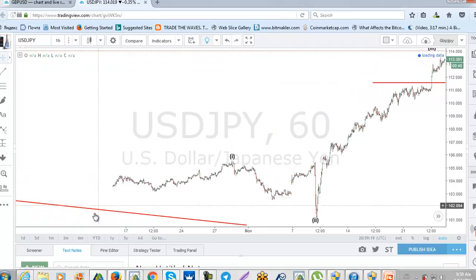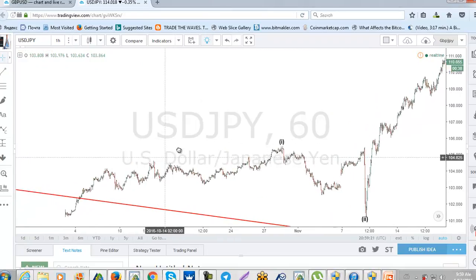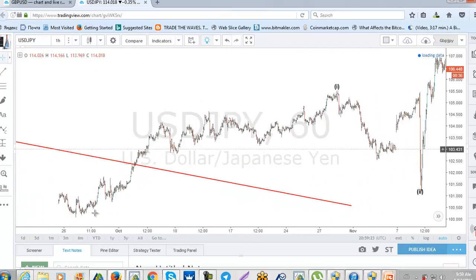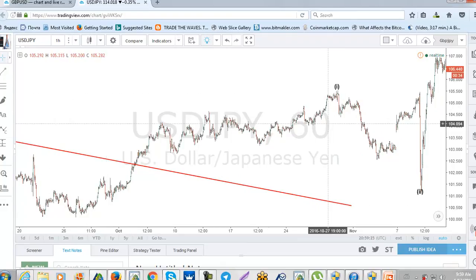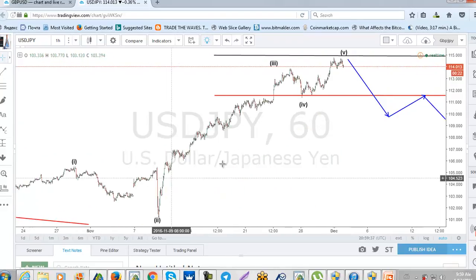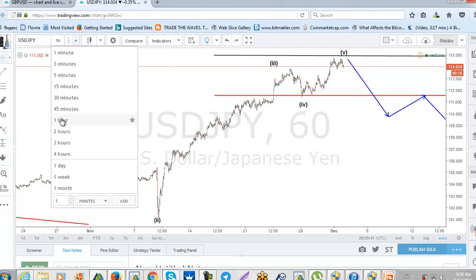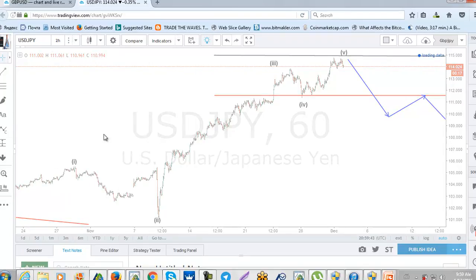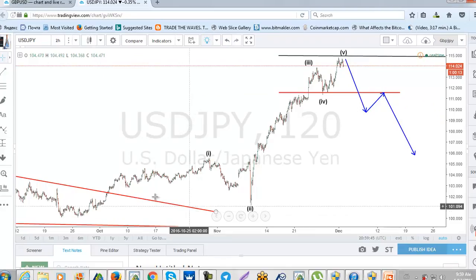Okay, a very nice 5 non-overlapping move. From here we saw wave 1, and then we saw wave 2, and then we saw this third wave coming here. Let me see if I can take it to maybe the 2-hour chart so that we can see it better. Okay, fine. So we're having wave 1, wave 2, wave 3, wave 4, wave 5 formed here, which is very good.